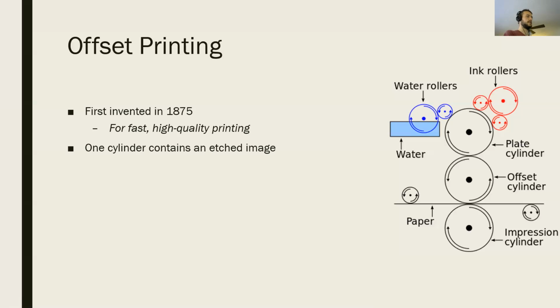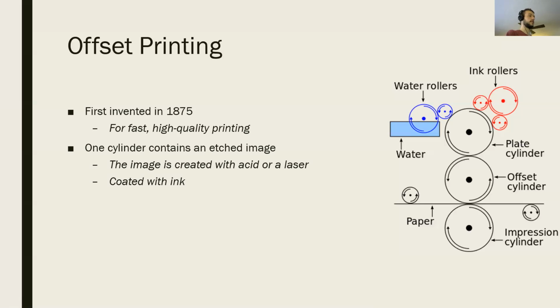So one of the cylinders in this image is etched. So it has an image which is used to actually print the document or the picture that you want to reproduce. And this kind of image can be created with a kind of acid that eats into the metal, or a kind of laser as well in more modern technology.